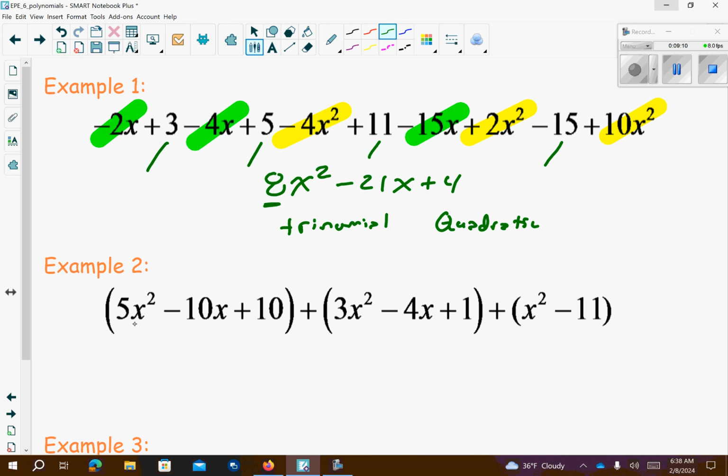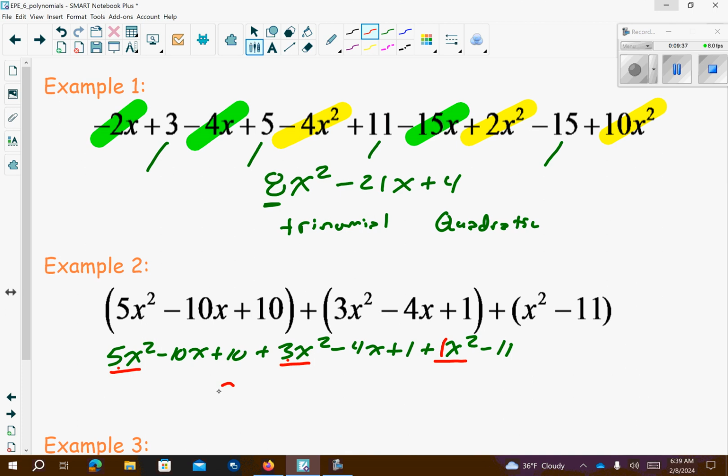Okay, example 2, I can drop the parentheses on the first set. That's easy. On the second set, if I distribute a positive over, none of the signs change, so I can just drop the parentheses. And on the third set, I can drop the parentheses because it's just distributing a positive over. So it appears that my highest exponent is x squared. Okay, so ready? 5 plus 3 is 8. 8 plus 1 is 9, so I get 9x squared.